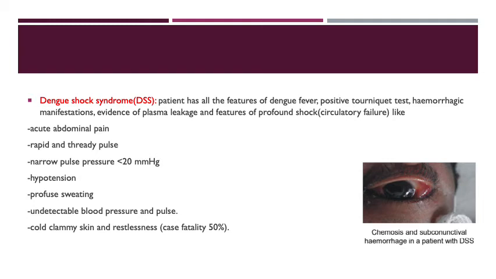Now is the dengue shock syndrome. In this, the patient has all the features of dengue fever, a positive tourniquet test, hemorrhagic manifestations, and evidence of plasma leakage. We also have features of profound shock, which includes acute abdominal pain, rapid and thready pulse, narrow pulse pressure, hypotension, profuse sweating, undetectable blood pressure and pulse, and cold, clammy skin and restlessness. And the case fatality rate is almost 50%.